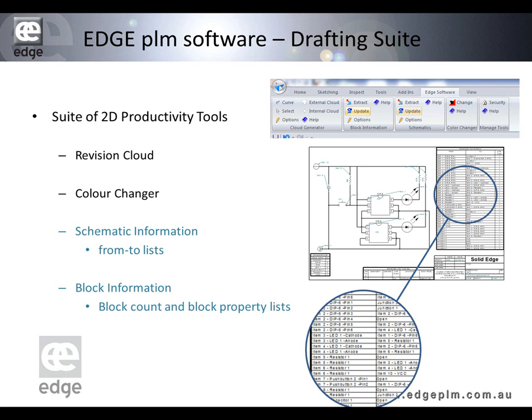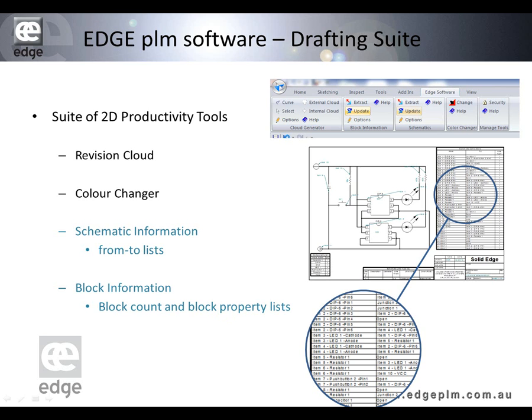The two tools we're going to be looking at today are the schematic information, which are effectively from two lists, and the block information, which gives us block count and block property lists. The interface for this is it's a proper add-on, so you'll see its own toolbar called Edge Software. Here's our cloud generator, here's the block information, here's the schematics, here's the color changer. In this illustration here, what I've done is I've done a from to list, a wire list, some block information lists, and this is the wire table.